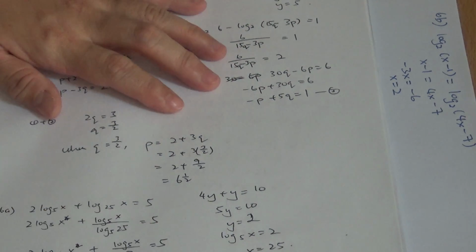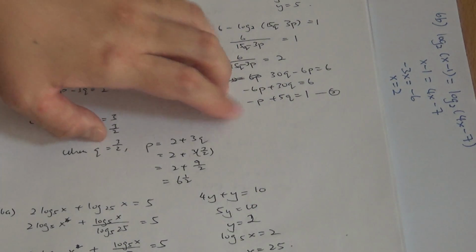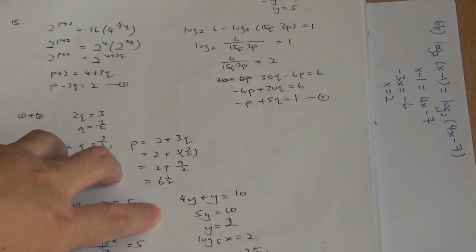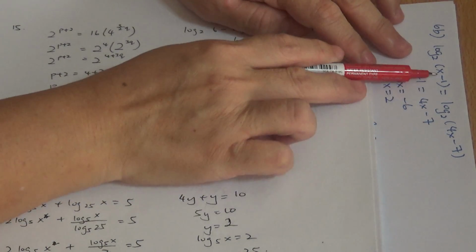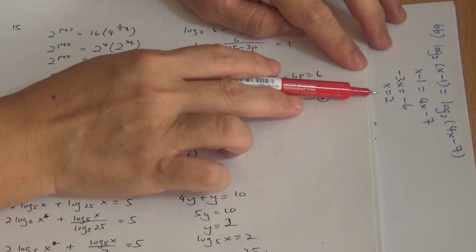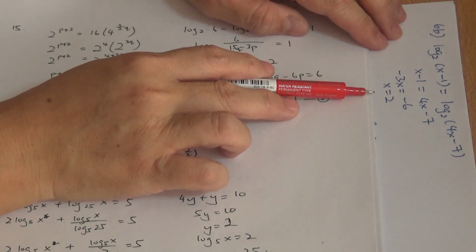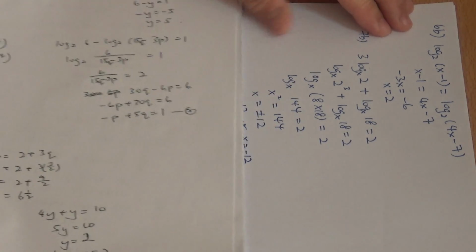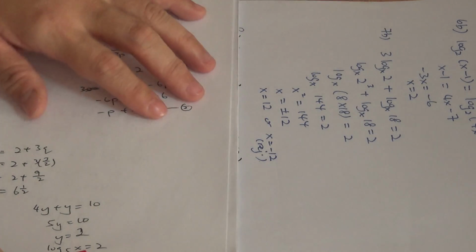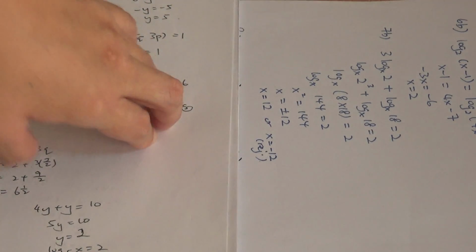Let's look at question 6b. Alright, now for question 6b, you will realize that this is already log 2, so you just equate these two, you will get x equals 2. This is quite straightforward.